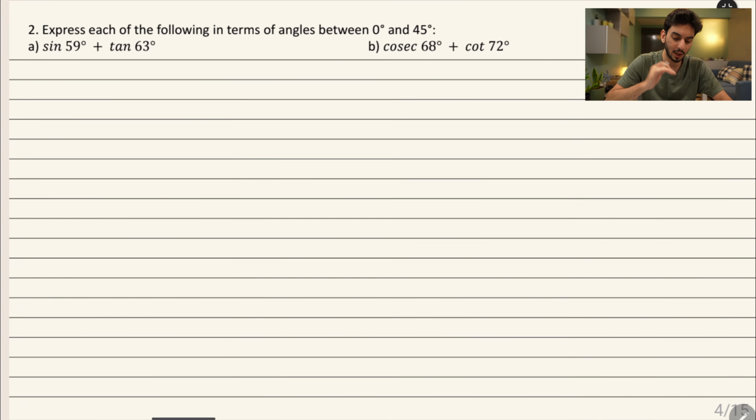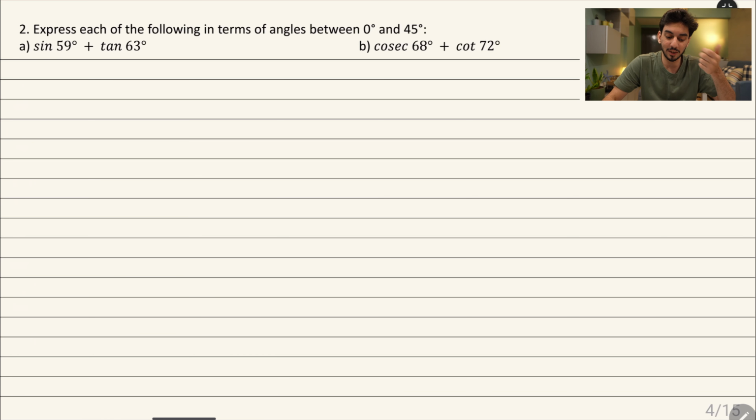Okay. Next question. This one says express each of the following in terms of angles between 0 and 45 degrees. Now this thing could turn up in your MCQs or something. Where the angles given are more than 45 degrees, I have to report it in terms of angles less than 45 degrees. Let us try the first one.